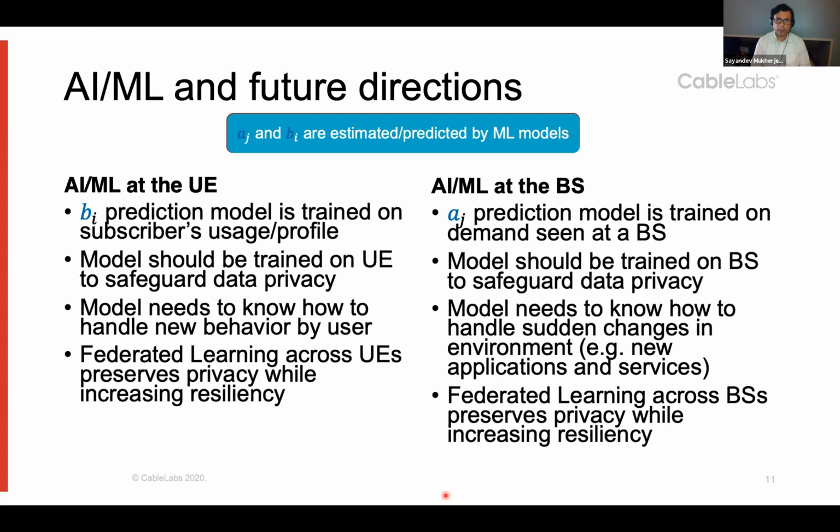Now, let's take a pause and look at the base station side of things. It's very similar. There's an A quantity that you have to predict. And again, your model needs to know how to handle sudden changes in the environment. So again, this is something that you could probably address by using federated learning across the base stations.